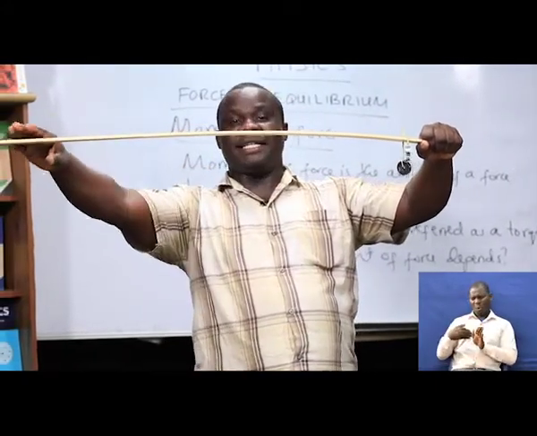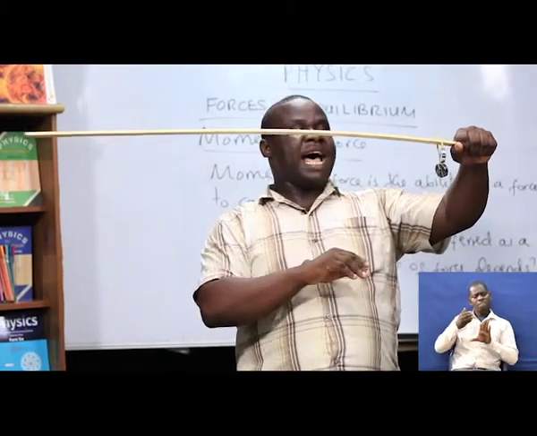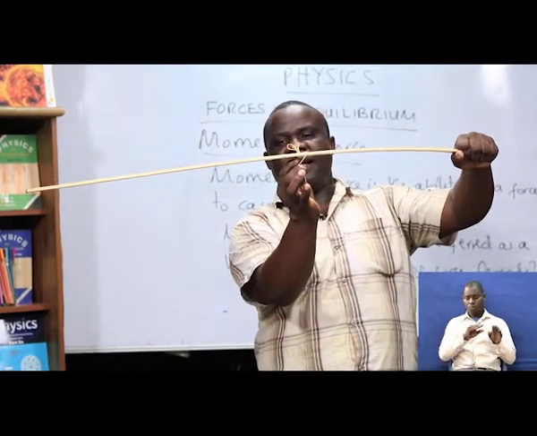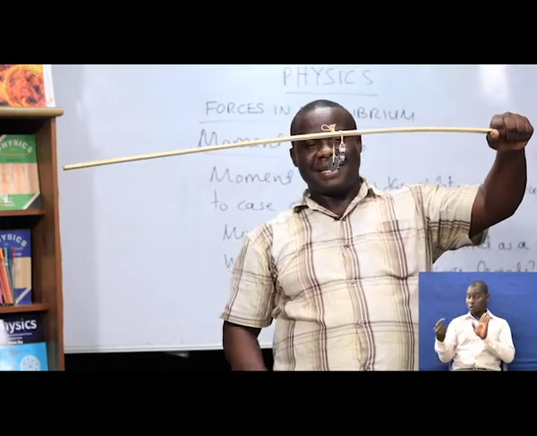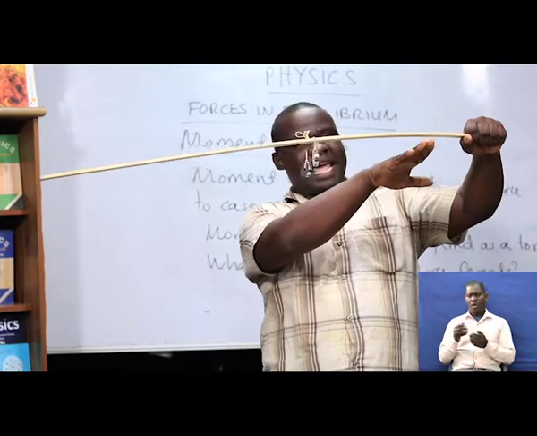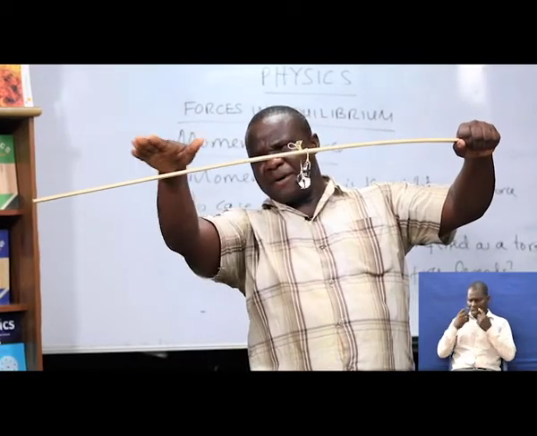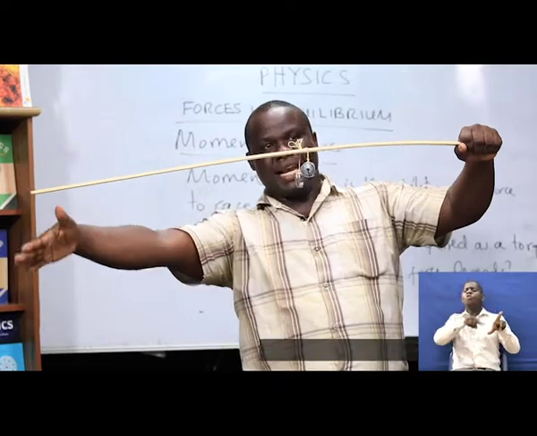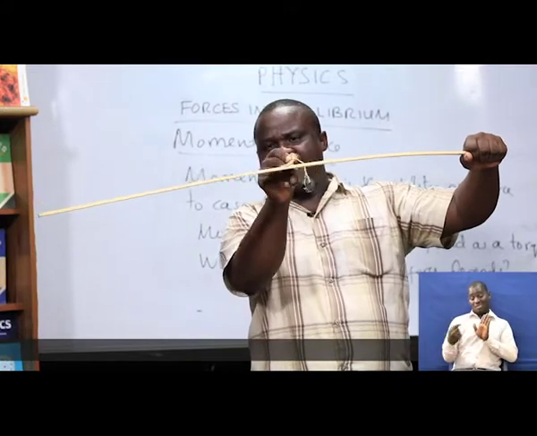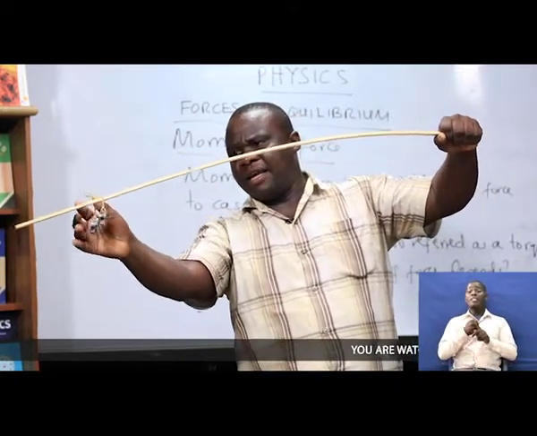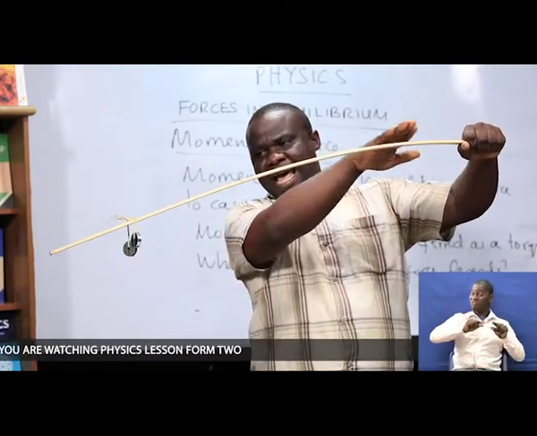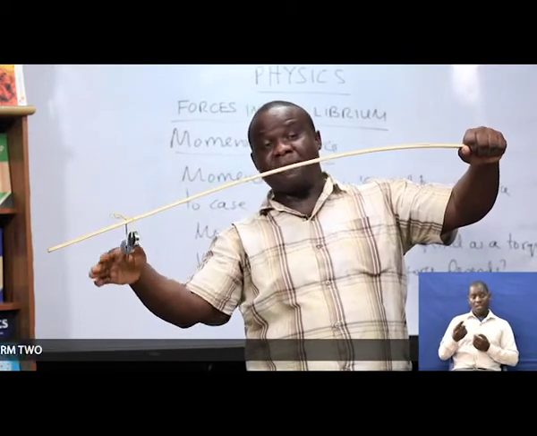You see, the ruler is just straight. Now, suppose I shift this mass to a certain distance here. What do you see? Students, do you see? What are you observing? The ruler is now starting to turn. There is a turning effect here. But suppose I put the mass far away. What do you see? Yes, you see here there is much more turning effect.